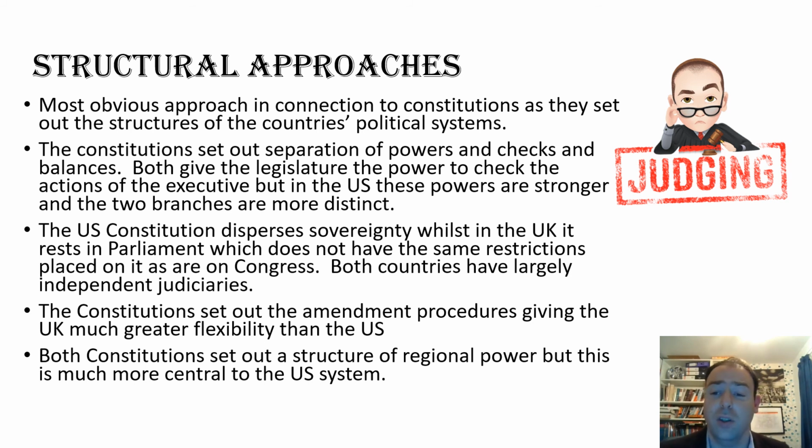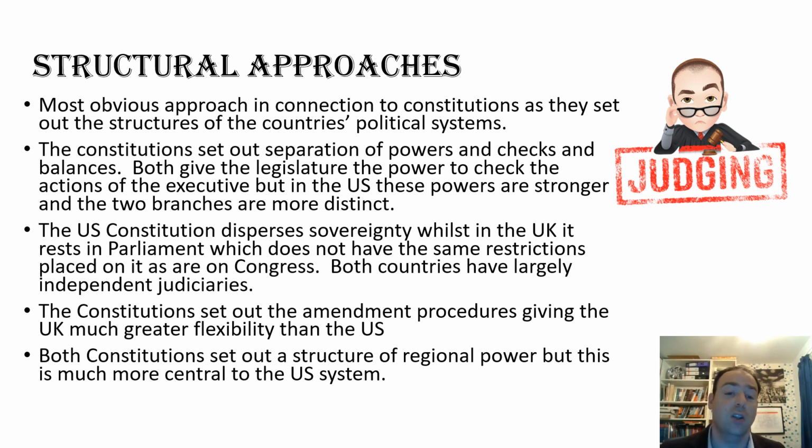The different constitutions set out where power is. So the US Constitution disperses sovereignty across the system, and a lot of it is retained in the Constitution itself, whilst in the UK sovereignty lies with Parliament, and therefore Parliament doesn't have the same restrictions placed on it as, for example, the Constitution places on Congress. There is a similarity. Both countries' constitutions set out a largely independent judiciary. Constitutions set out the amendment procedure, which again we've seen in the UK is much easier to get through and a lot less flexible in the US.